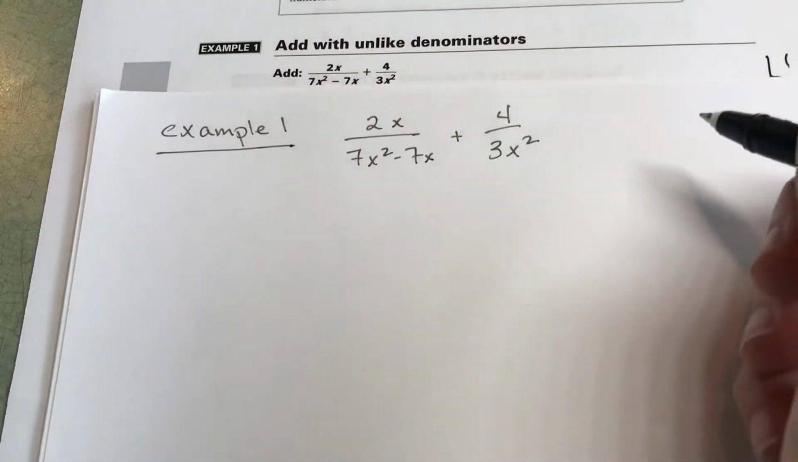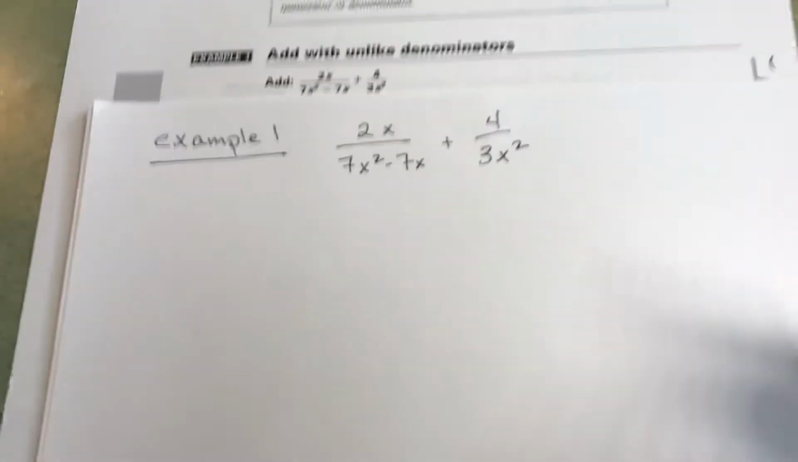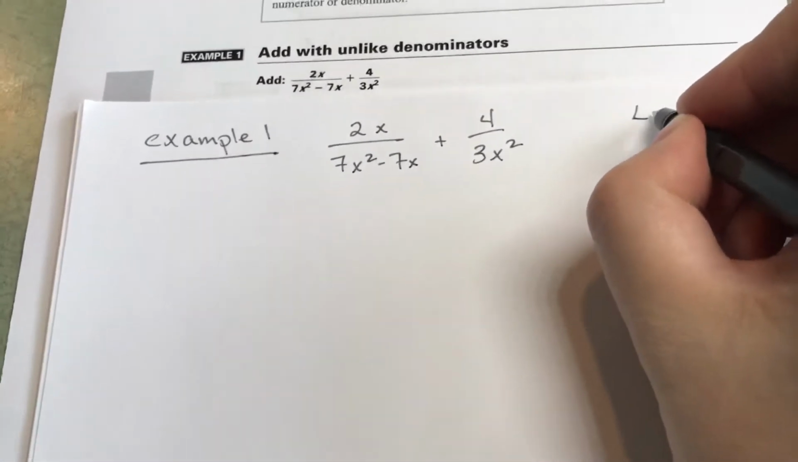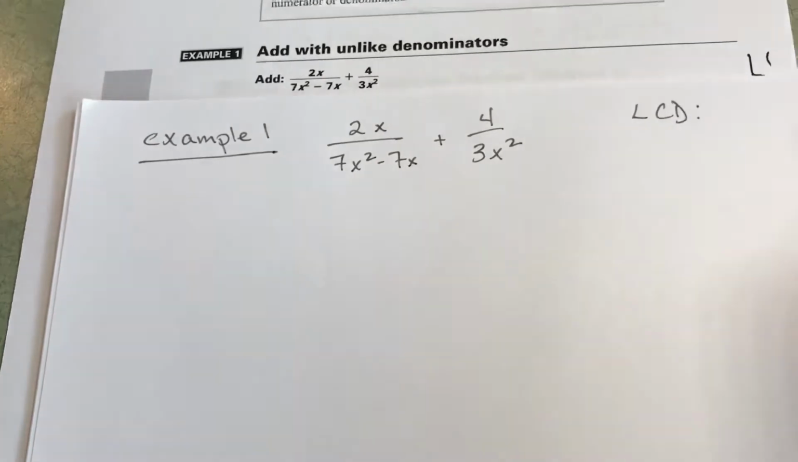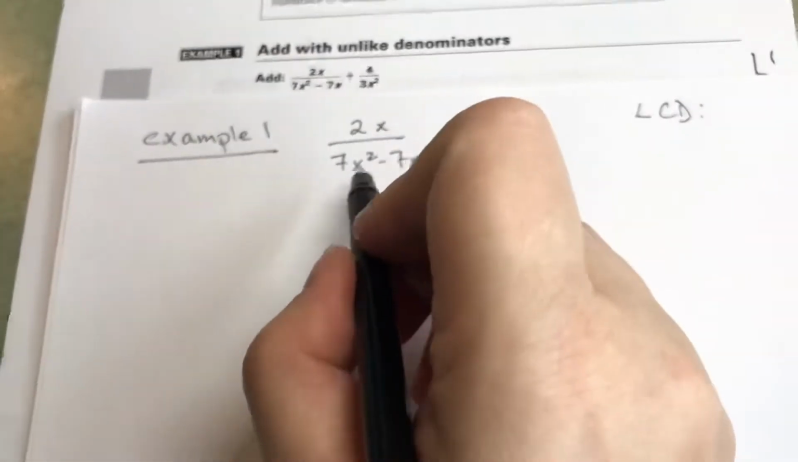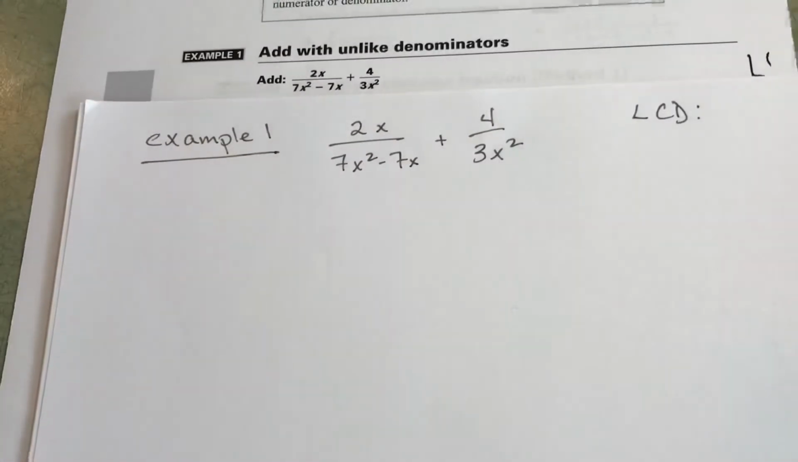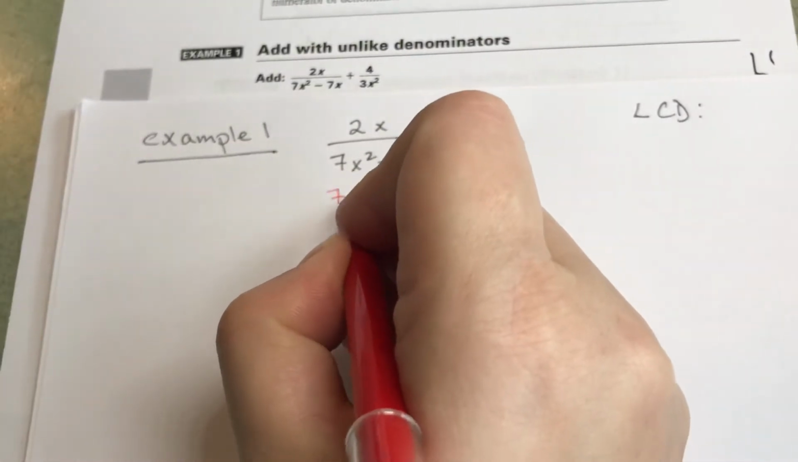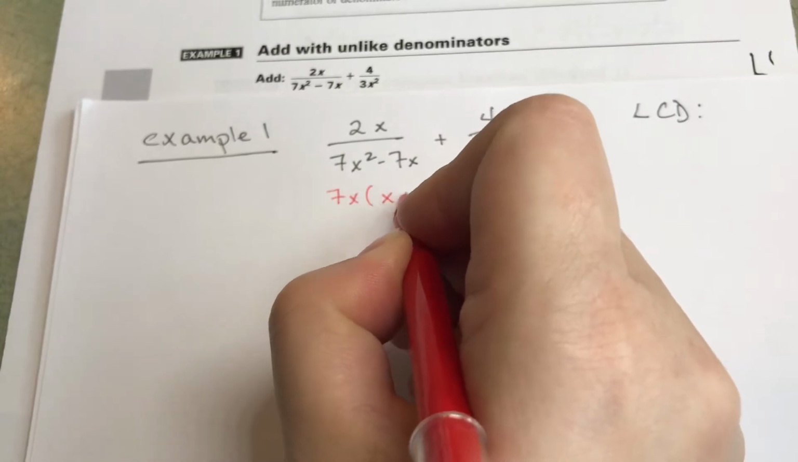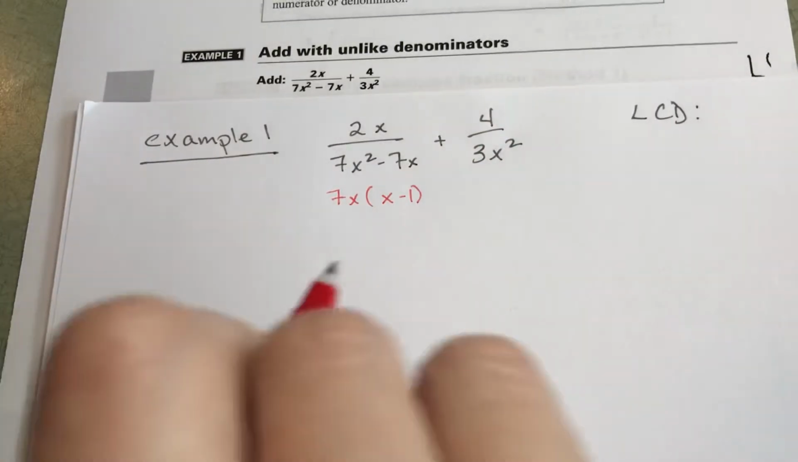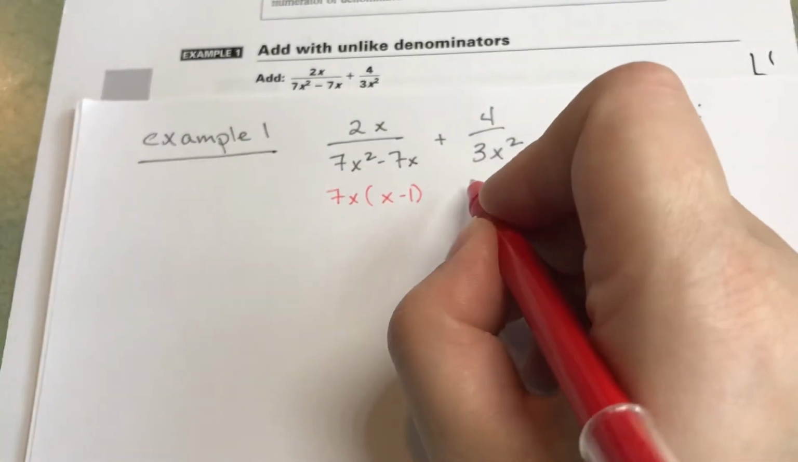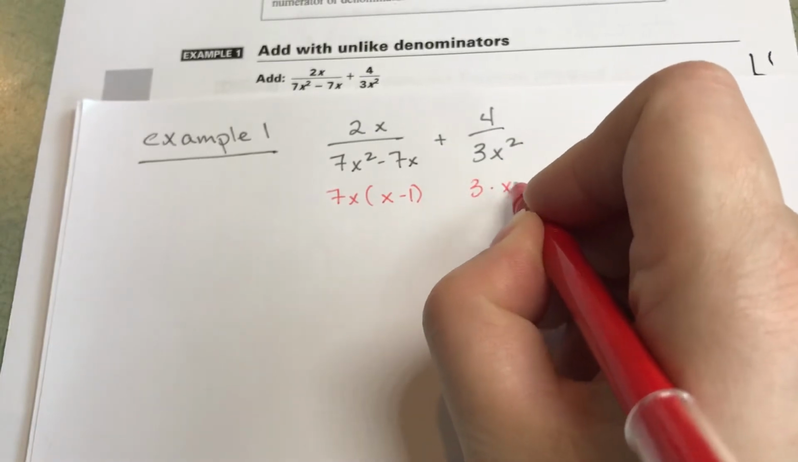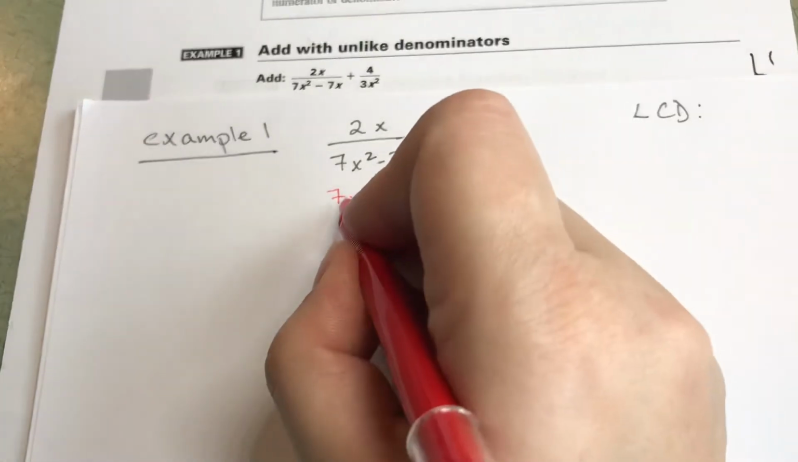So the first thing I want to do is find the lowest common denominator, or the least common denominator. And I can do that by factoring both of the denominators. So here I can factor out a 7x, and I get x minus 1. And here I have 3 times x, okay?